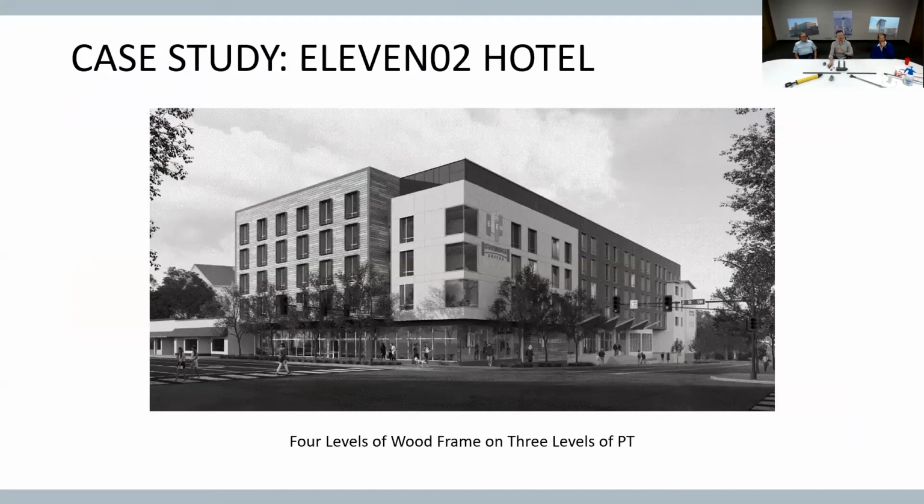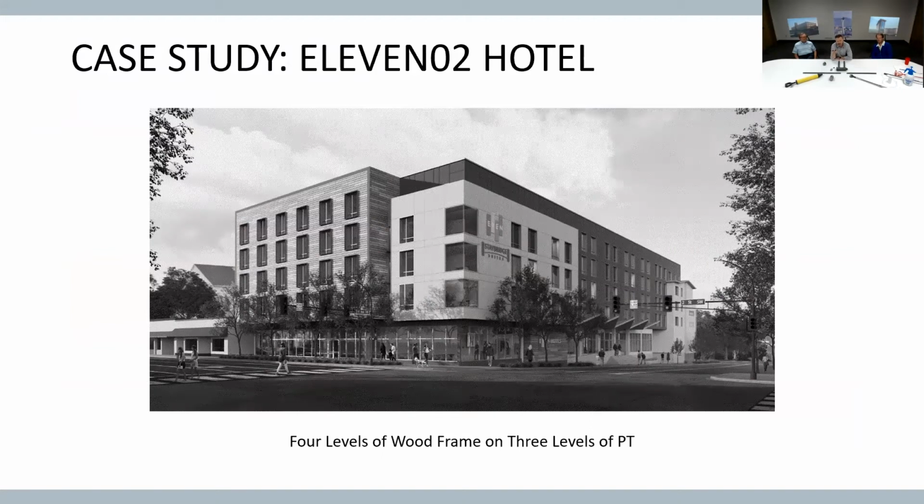This next case study is a little bit different. It was set up more for our typical layout because it had wood on top of the podium level, but we had a couple levels of PT below, where the slabs are similar to what we'd see in a hotel or an office, like an 8.5 inch slab. So this is a hotel down in Rochester, Minnesota.